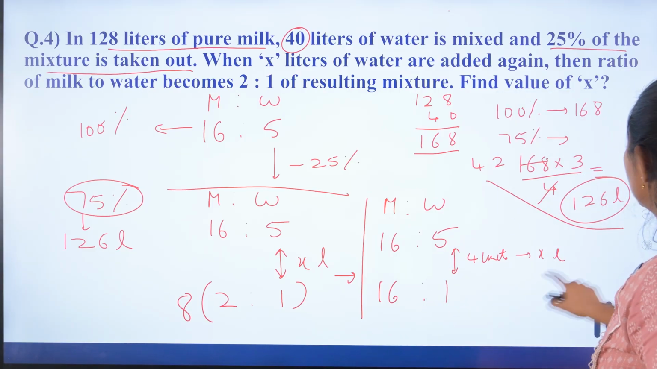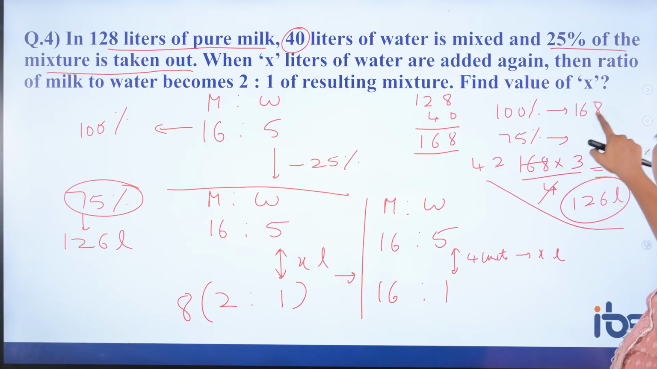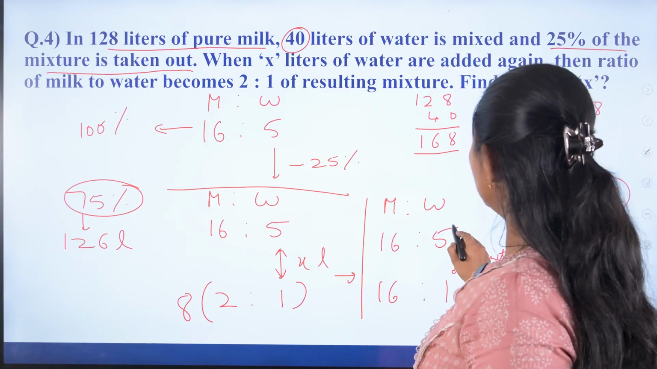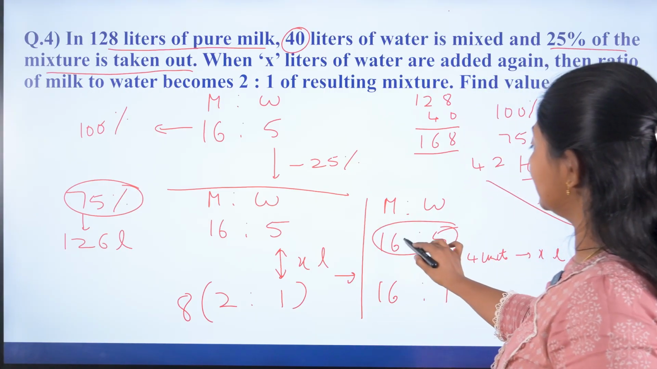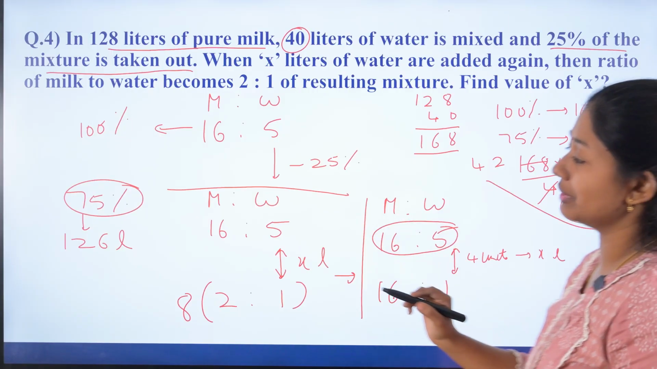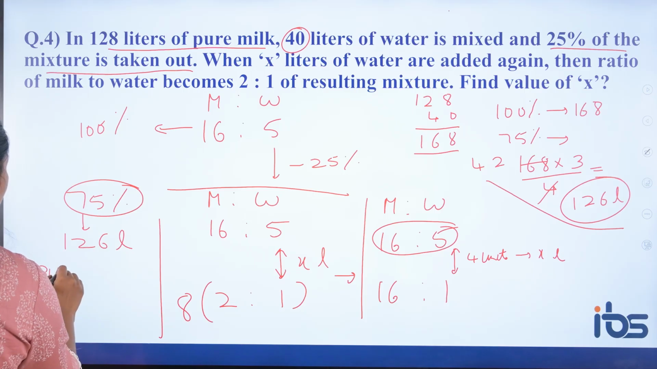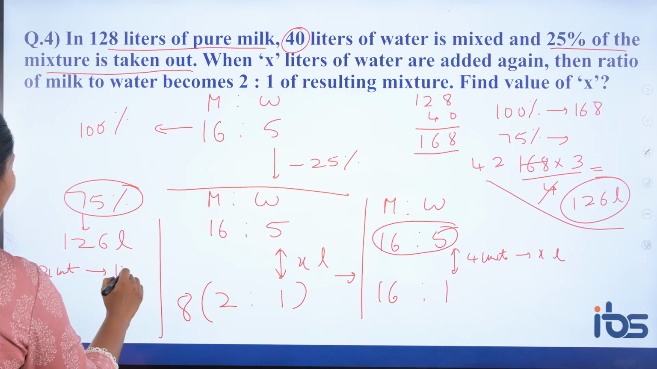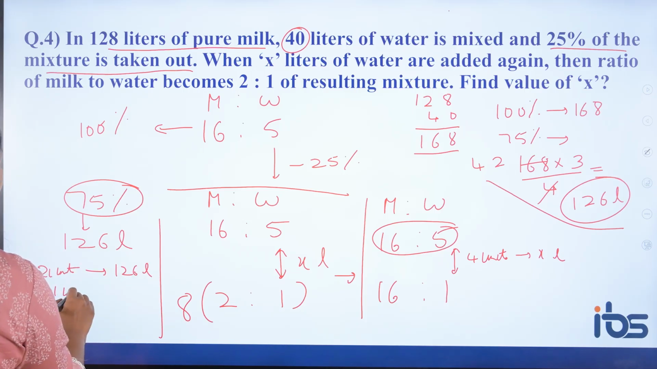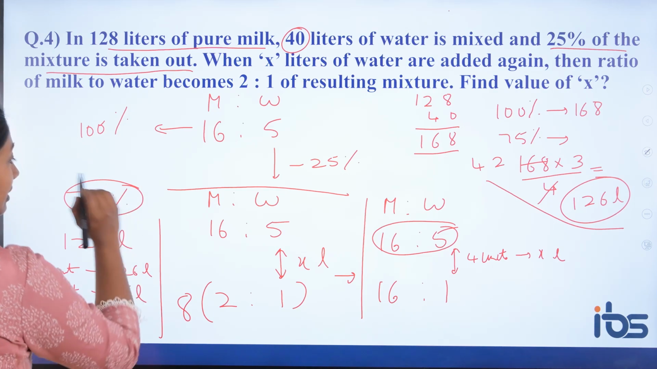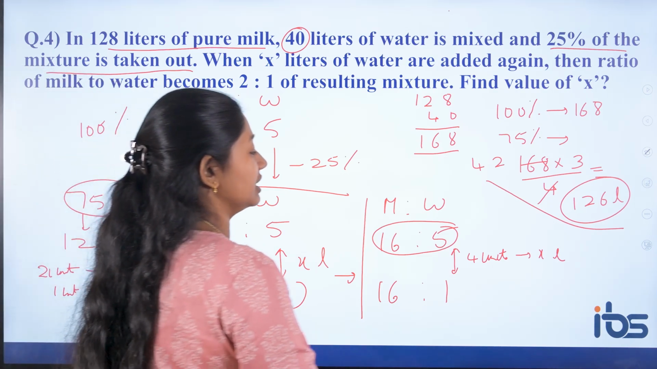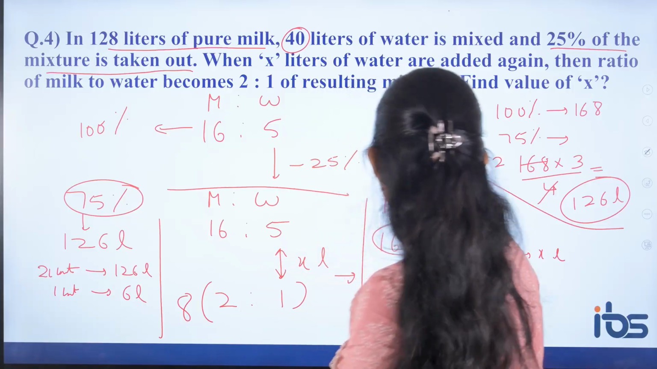So 16 plus 5 is 21 units corresponds to, so from here you can say 21 units. So 21 units is nothing but equal to 126 liters. So 1 unit is nothing but 6 liters. So 1 unit is 6 liters, but we want how many units?